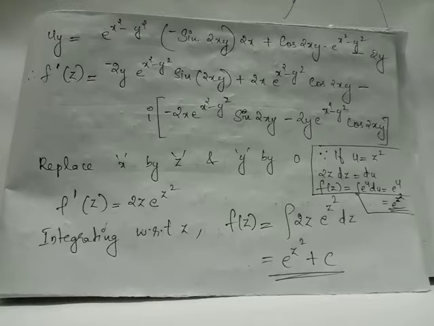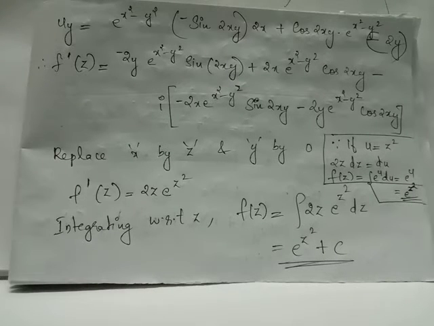In a similar format we obtain dou u by dou y. We have e raised to x square minus y square into minus sin 2xy into the constant 2x, because x is treated as constant when we carry out dou u by dou y. And the derivative of e raised to x square minus y square is e raised to x square minus y square into minus 2y. Now we replace f dash of z equals ux minus i times uy using the answers we have obtained for ux and uy.